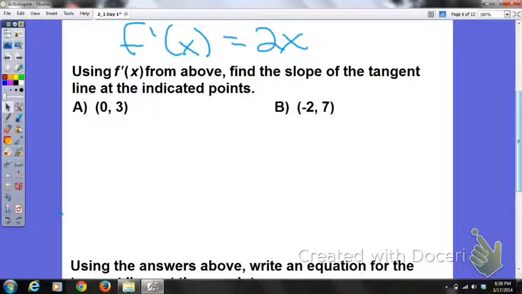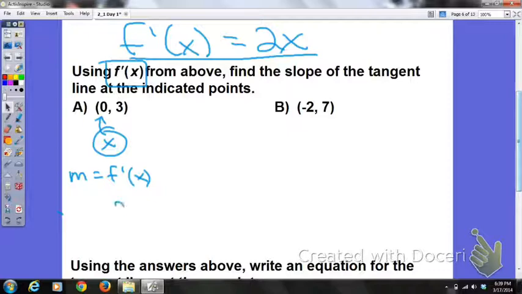We found our derivative above, which was f prime of x is equal to 2x. So now we are going to use f prime of x from above to find the slope of the tangent line at the specific points. So here's my x value for this ordered pair 0, 3. What we're going to do to find the slope, our m is going to be equal to f prime of x. We know that f prime is equal to 2x, so if I plug in 0 for my x value, I will find that my slope at this specific point is equal to 0.